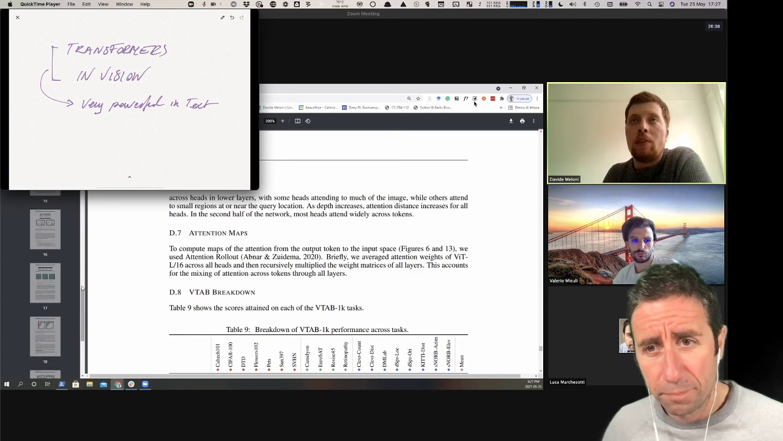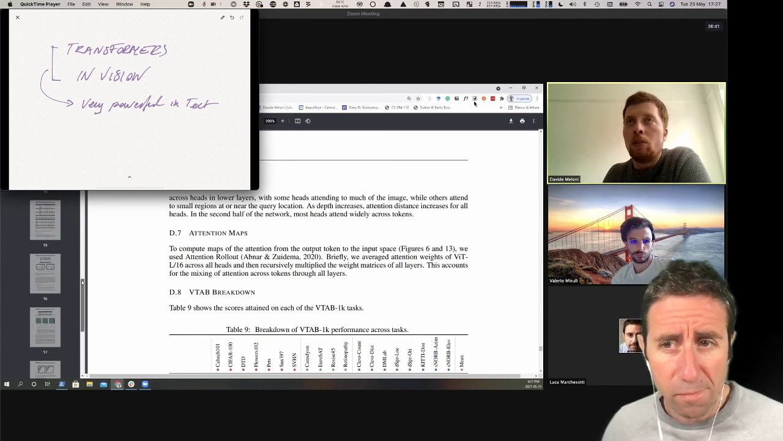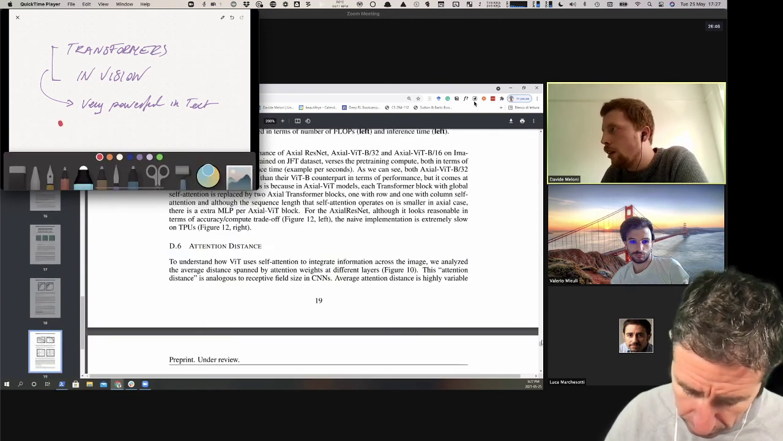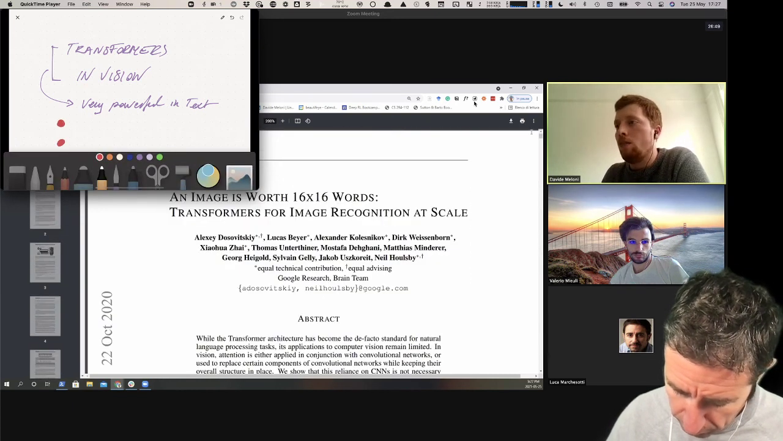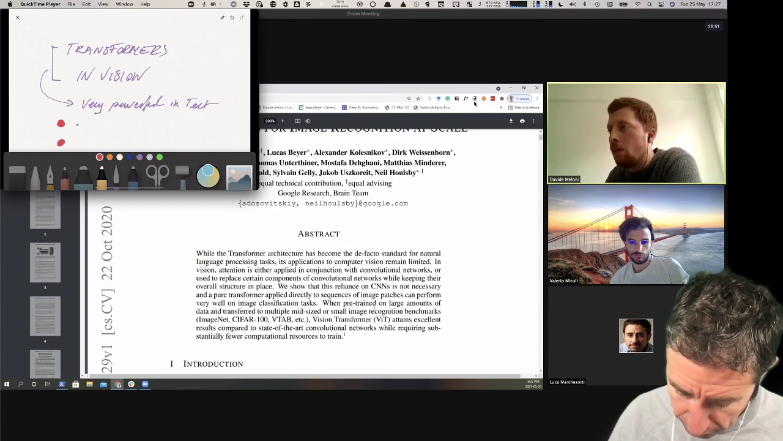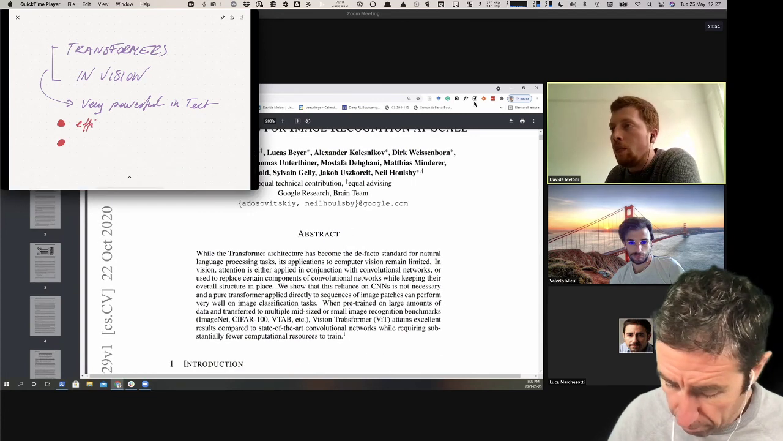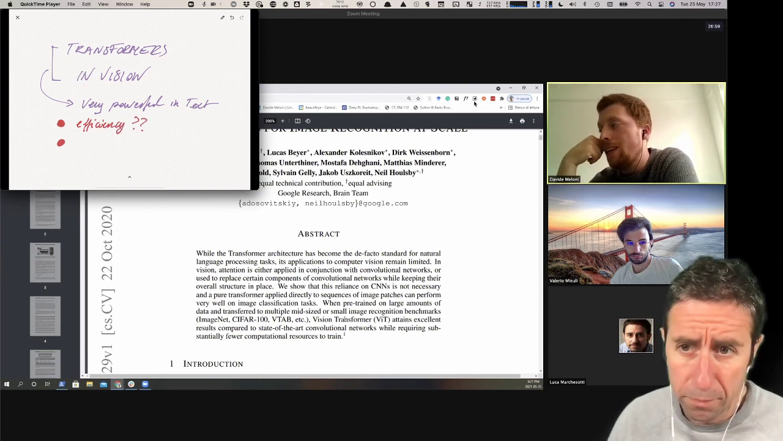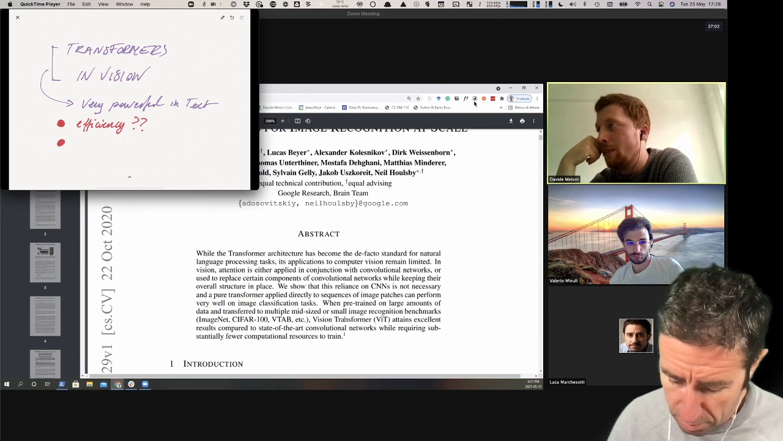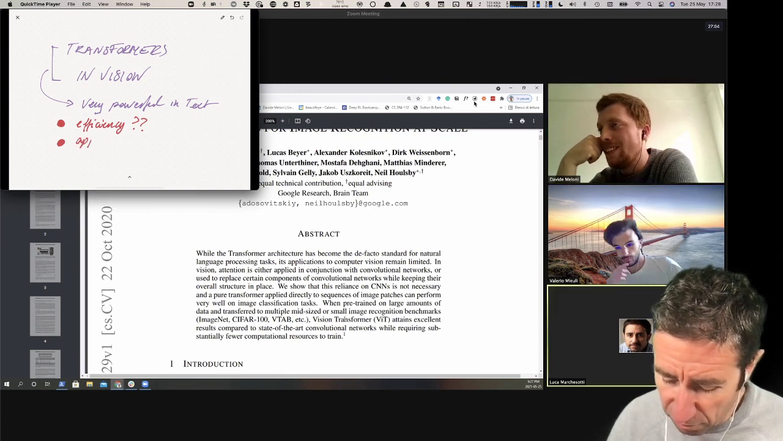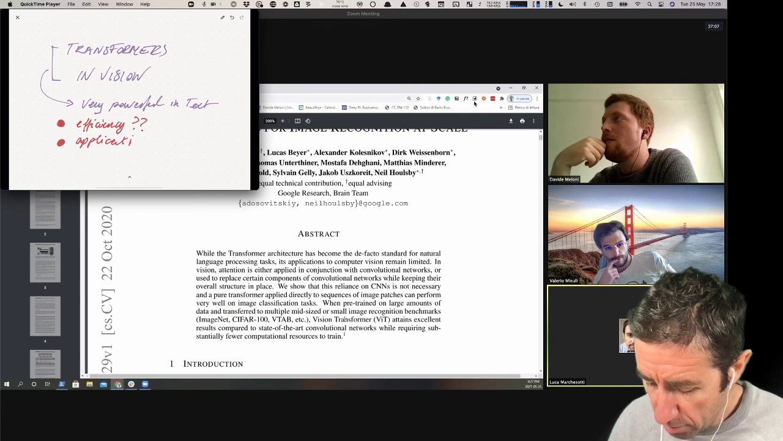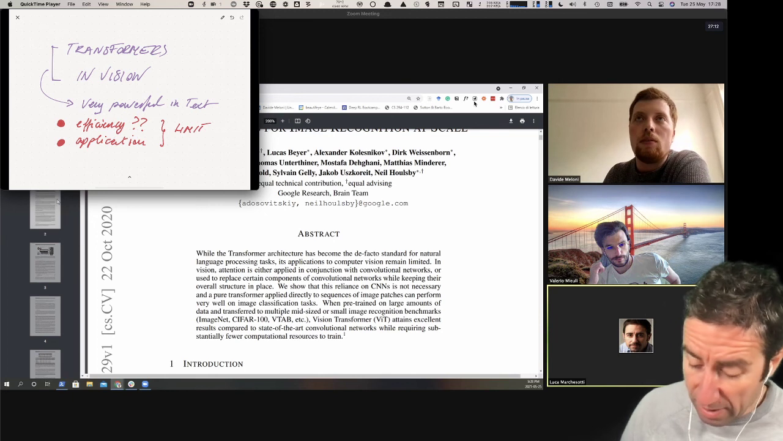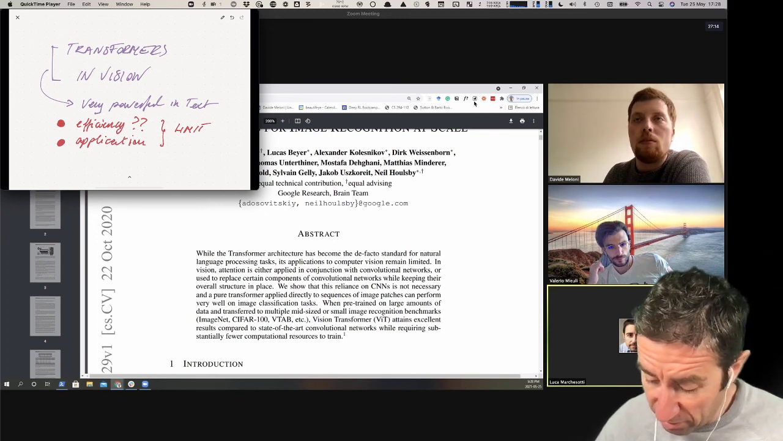I think there is a lot to do in terms of efficiency. There are still some limits in terms of computational efficiency, and maybe discover new applications. So these are the two main limitations about the application of transformers in vision.